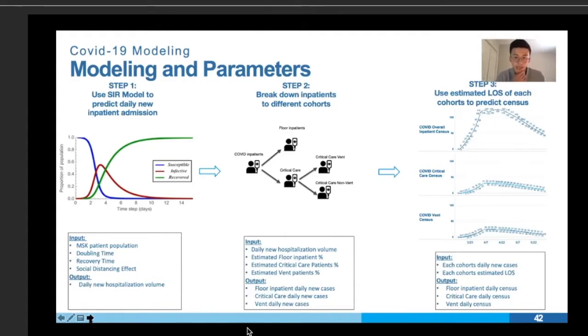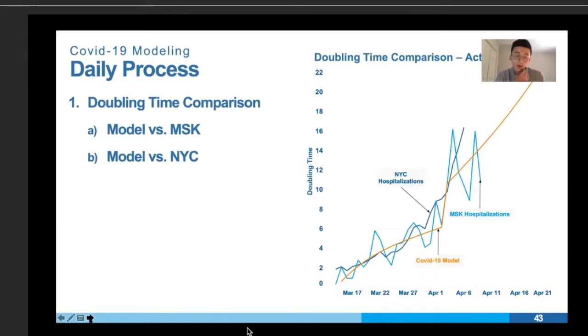Okay, next slide, please. Now we have the model that outputs the daily census for COVID-19, and we need to do daily calibrations. We do daily calibrations on mainly 2 parts. The first thing is the doubling time, by comparing our model's doubling time with MSK's and also with the model's doubling time from MYC. We do this to make sure our daily new case increase or decrease speed is at the right pace compared to MSK and MYC.